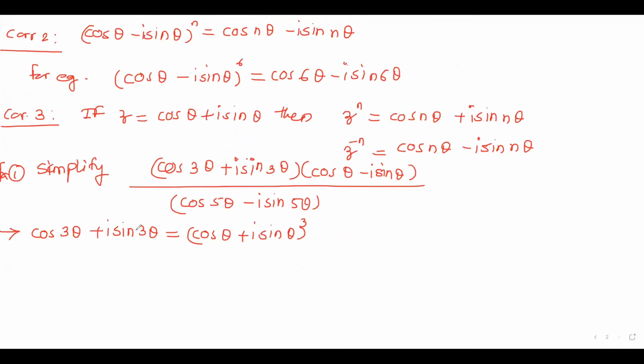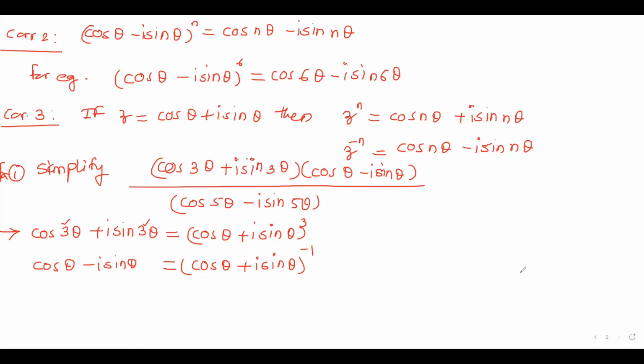cos 3 theta plus i sin 3 theta, I have simplified and written as (cos theta plus i sin theta) raised to 3, because we took this 3 as the power using De Moivre's theorem, right? Similarly here, this I can write as cos theta minus i sin theta. Can I write this as (cos theta plus i sin theta) raised to minus 1? Why?